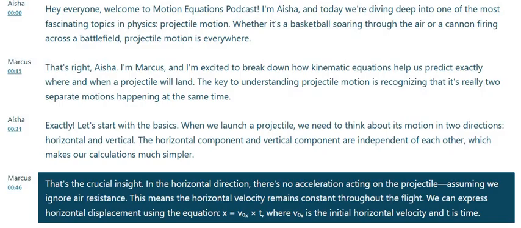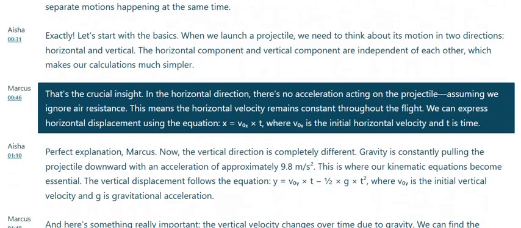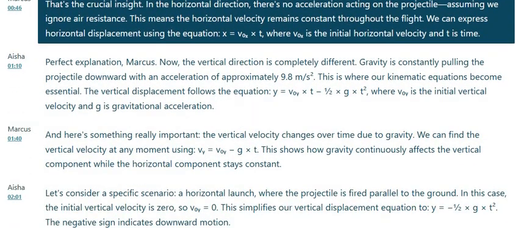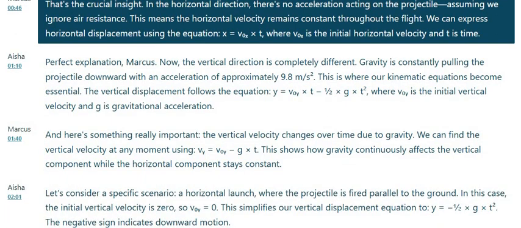That's the crucial insight. In the horizontal direction, there's no acceleration acting on the projectile, assuming we ignore air resistance. This means the horizontal velocity remains constant throughout the flight. We can express horizontal displacement using the equation x equals v naught x times t, where v naught x is the initial horizontal velocity and t is time.